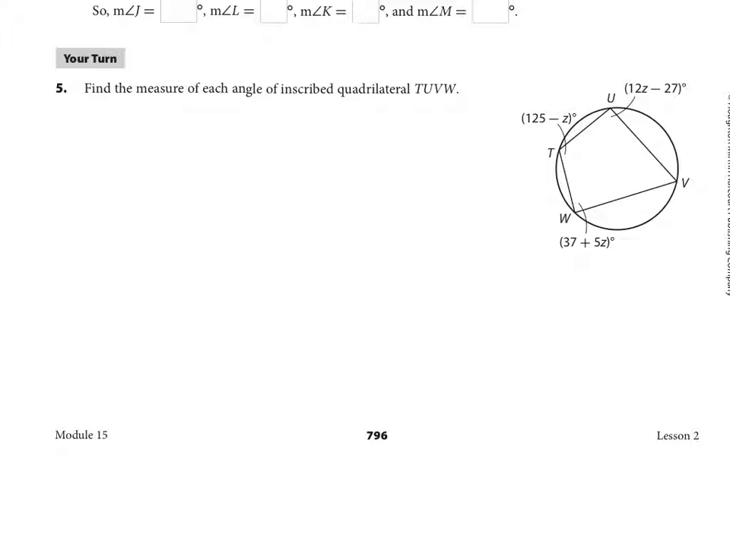All right, and our last problem in this section, they're asking me to find the measure of each angle inscribed. Notice that they give me 3 of the angles. Okay, so it's always going to look like they're giving you more information than you need, because we know it's just these opposite angles that are going to be supplementary. So U and W are supplementary, which means I can set up an equation that the two of these equal 180 degrees when added together.